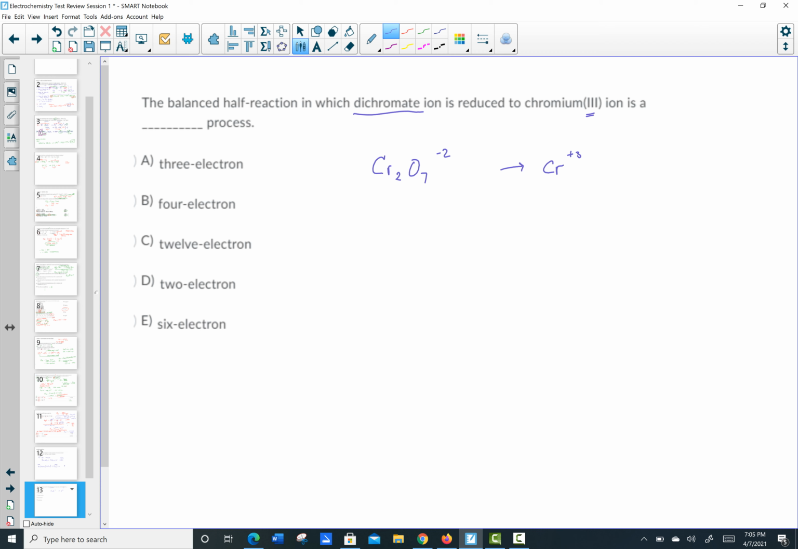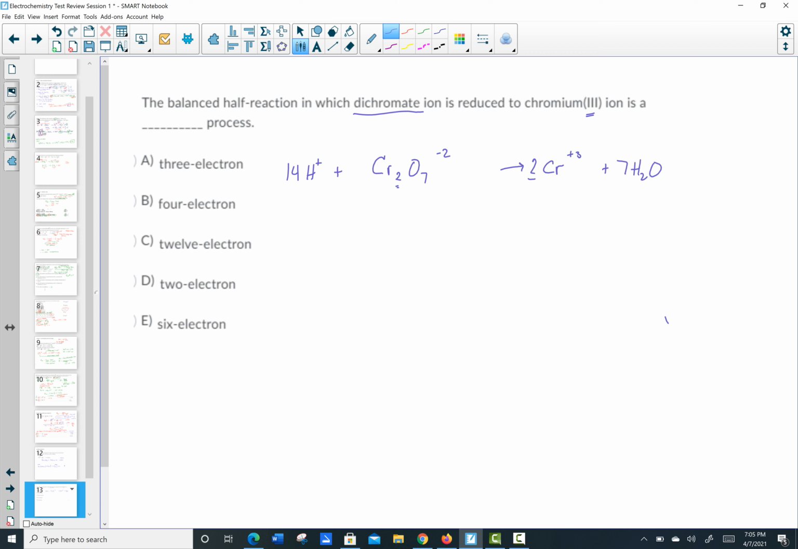We're going to balance all of the elements that are not oxygen and hydrogen first. And we do that by placing a 2 in front of the chromium to balance the 2 in dichromate. We'll add 7 waters to balance the oxygens to the right. We'll add 14 protons to balance the hydrogens to the left.